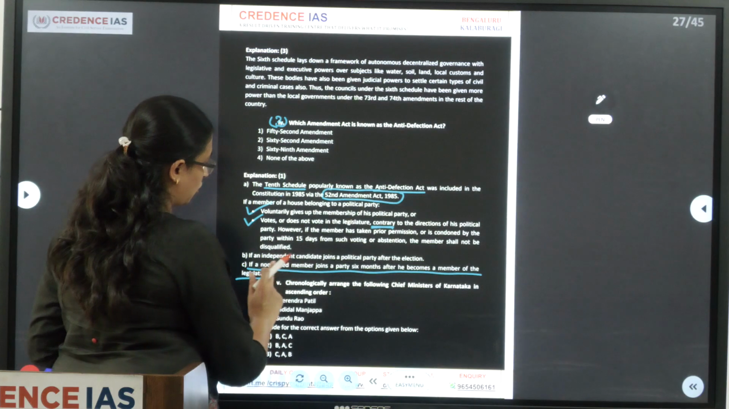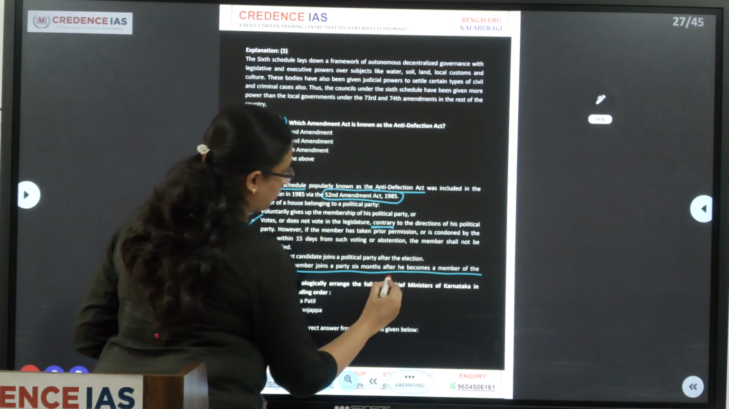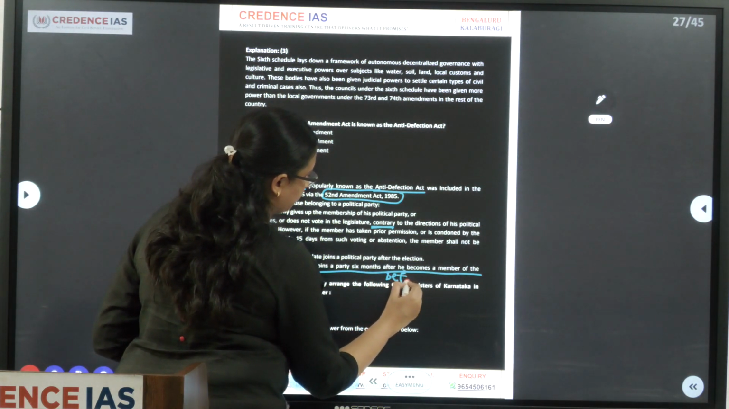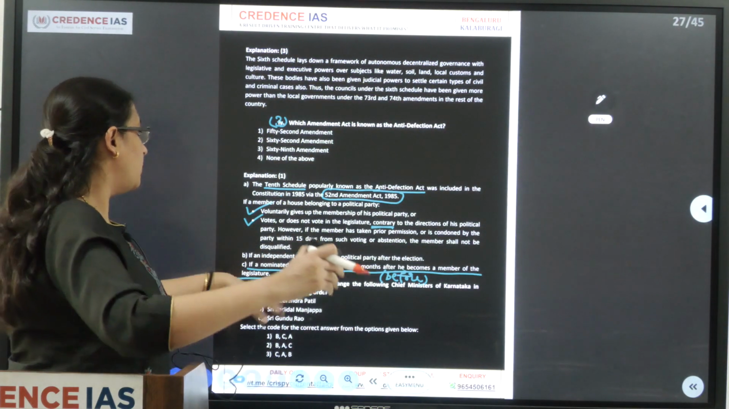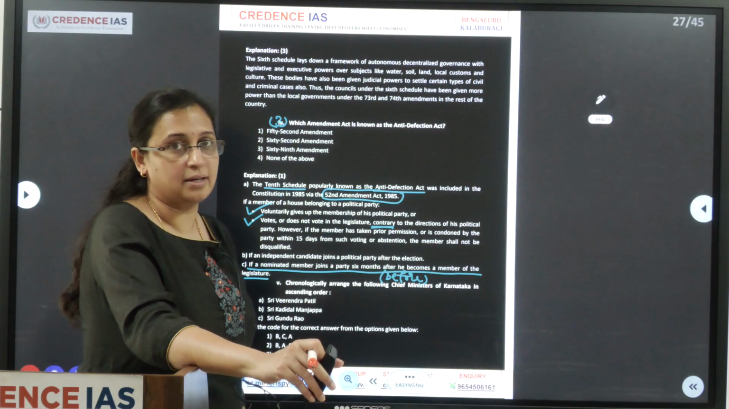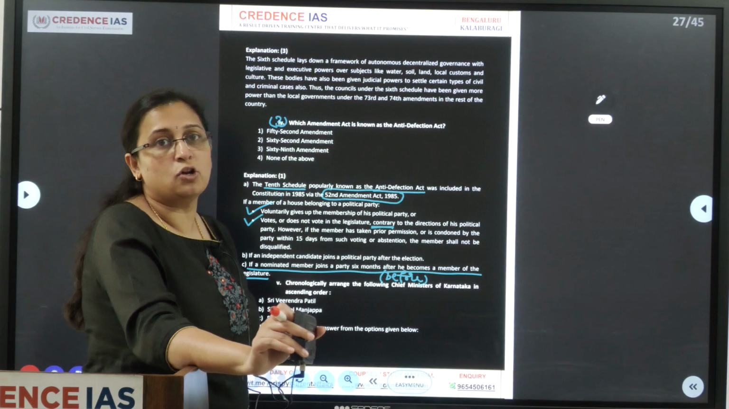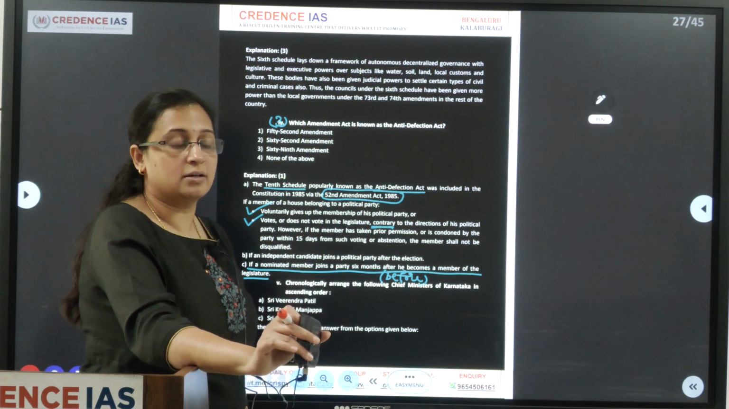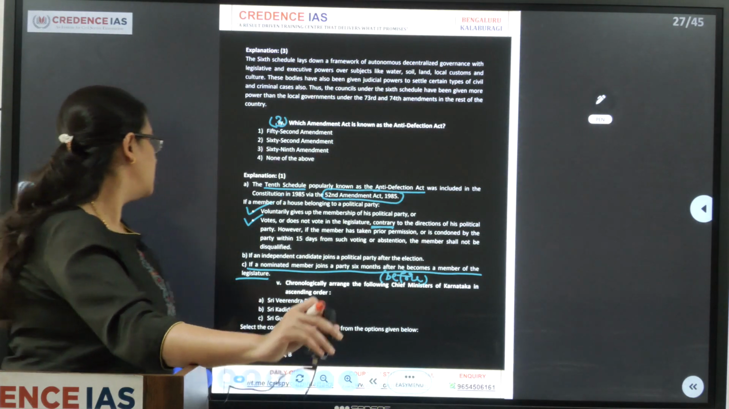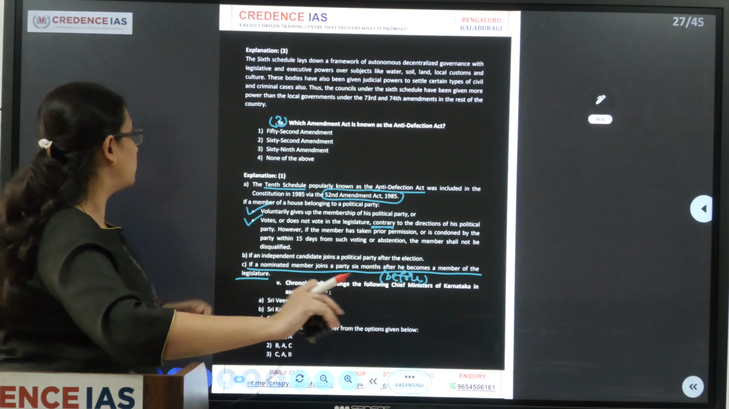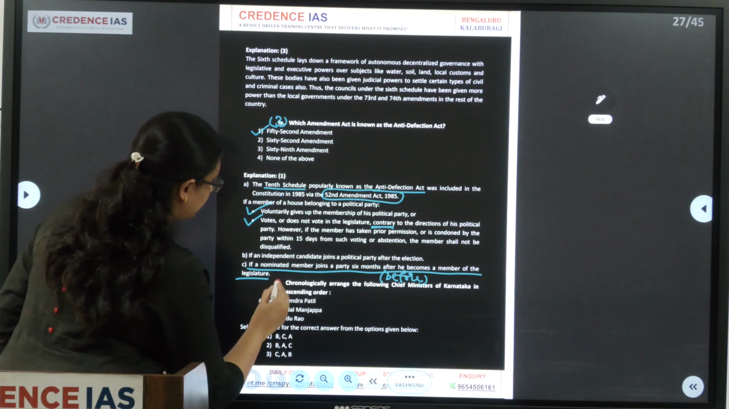That means if a nominated member joins a political party within 6 months of becoming a member, then he will not be disqualified. He will be disqualified on grounds of anti-defection only if he joins any political party after 6 months. So this is the 52nd Amendment Act of 1985. Next question.